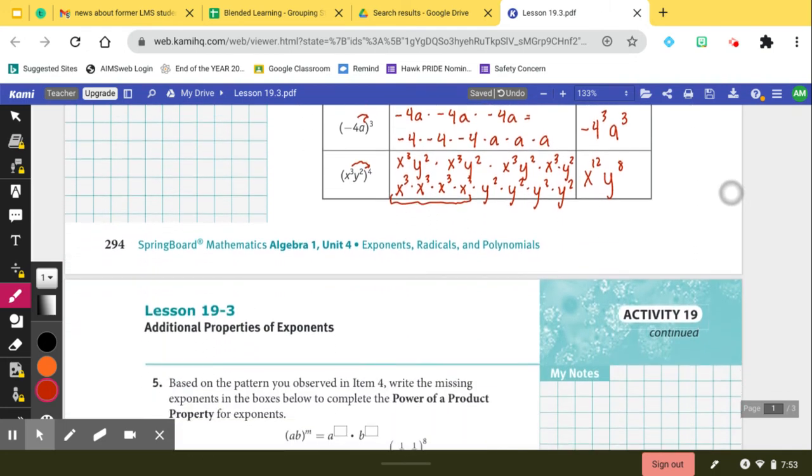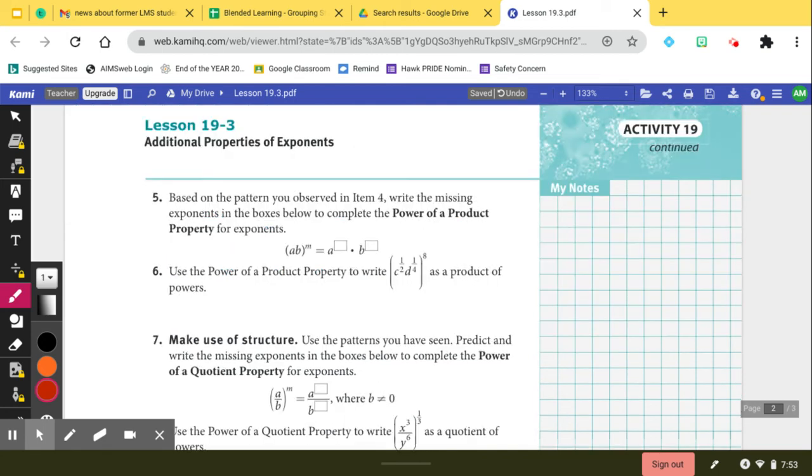So based on the pattern we observed in item 4, write the missing exponent in the boxes below to complete the power of a power properties. So if we're raising a product to a power, using the power of a product property, if we have a product and we're raising it to a power, the exponent actually multiplies with each of those bases' exponents. And remember, if it doesn't have an exponent, it's a 1. So 1 times the exponent it's being raised to, which would be that exponent.